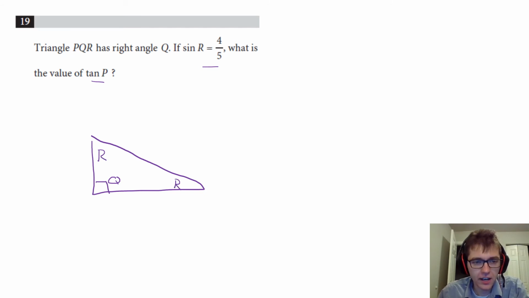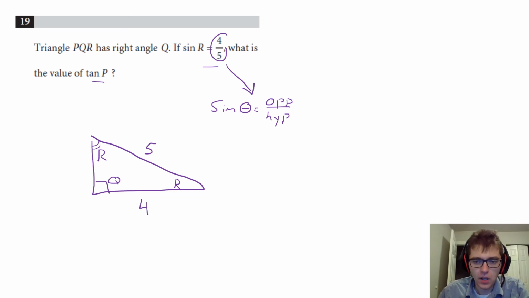So saying that sine of R, these are definitions to know going into your test. Sine of an angle is equal to opposite over hypotenuse. So that means that we have 4 on this end and 5 on the hypotenuse. Another good thing to have memorized going into the SAT is the common right triangles. It's a lot quicker to recognize that this is a 3, 4, 5 triangle.